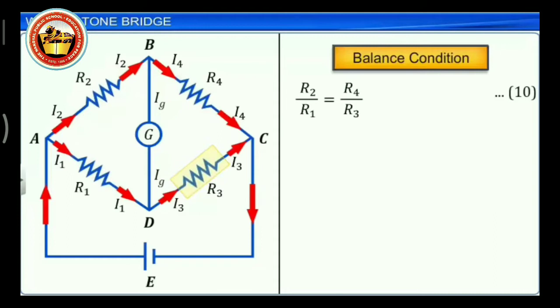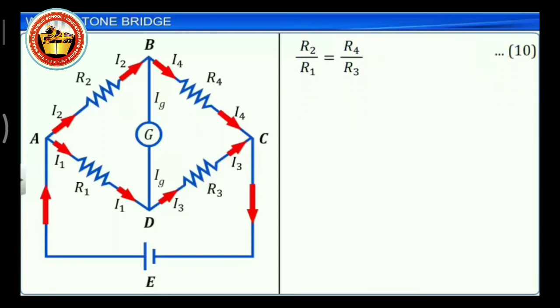So equation 10 gives the Wheatstone bridge formula. In other form we can write P by Q is equal to R by S. If R4 is the unknown resistance, R4 is equal to R2 into R3 by R1. In this way we have to find the unknown resistance R4.